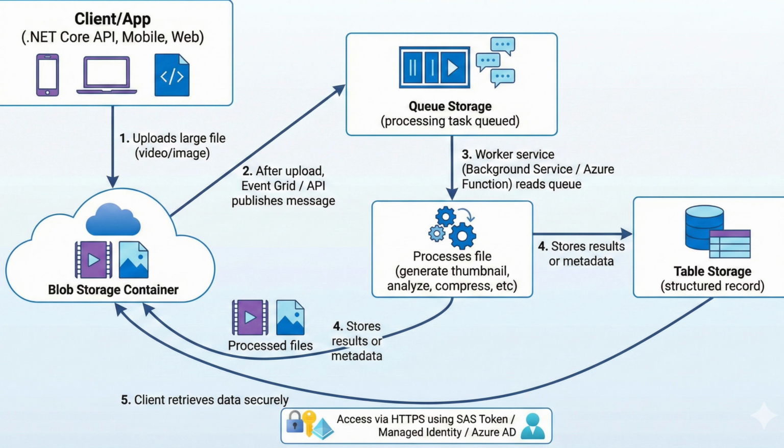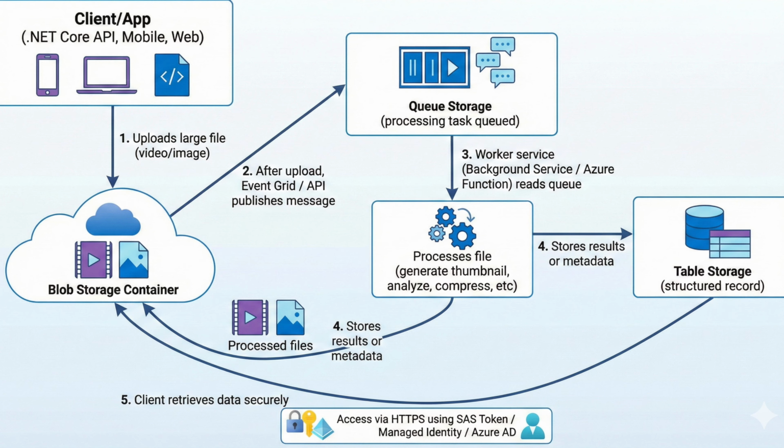Queue Storage works like a message pipeline. It ensures that processing tasks are lined up reliably, especially when thousands or millions of files are uploaded simultaneously. No data is lost, even if the worker service is temporarily down.